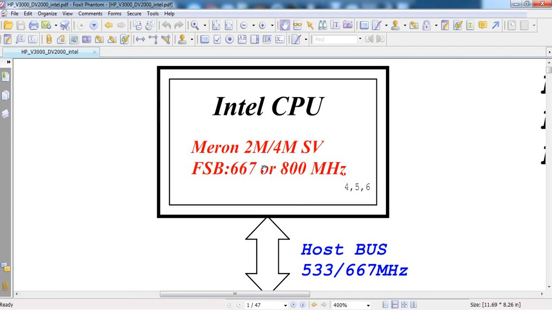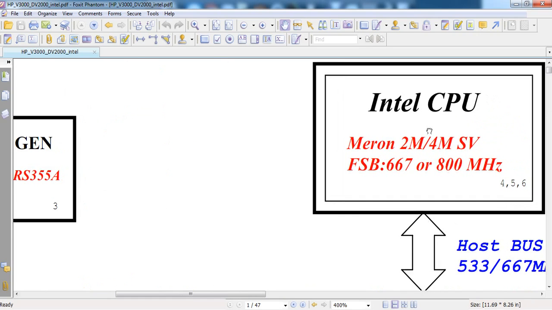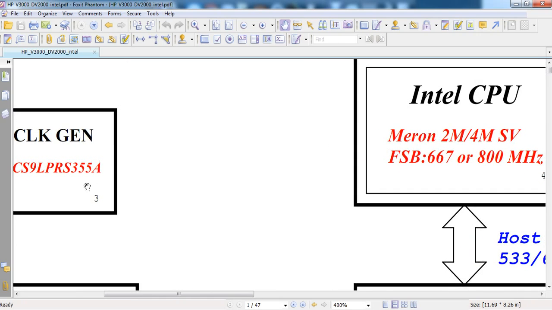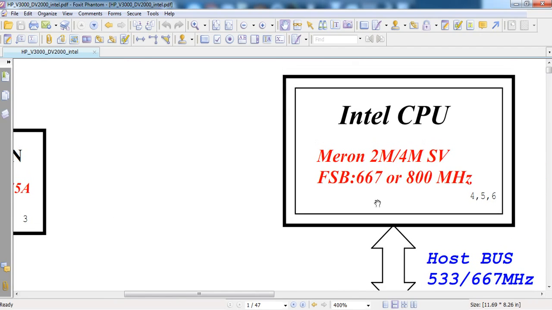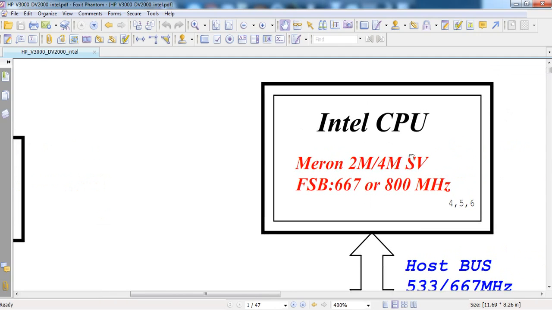When you fix this specific CPU on the socket, the CPU sends the clock signal to the clock generator. The clock generator checks whether the CPU you fixed on the socket is suitable or not. Then the clock generator sends the return signal to the CPU socket. If you fix the wrong microprocessor on the socket, the return signal will not come to the CPU socket.